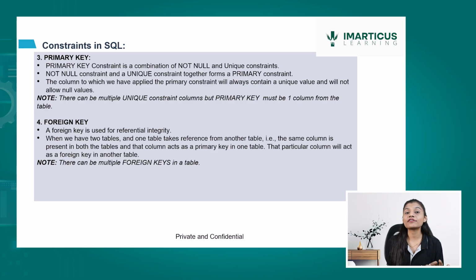So a foreign key is used to maintain referential integrity. Referential means relational. Integrity means same throughout the data. So the data in multiple tables should follow the same nature. What is that same nature? We will be discussing it further. When we have two tables and one table takes reference from the other table, the same column is present in both tables, which means the column is used to maintain referential integrity. They require the same set of columns, not with respect to name, but with respect to the values or the data type stored within them. So the same column is present in both tables, and the column acts as a primary key in one table. That particular column will act as a foreign key for another table.